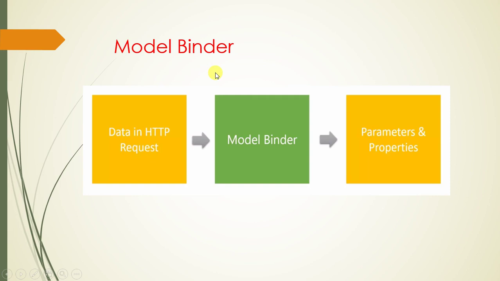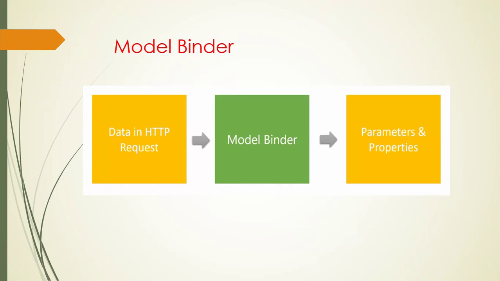In this video, we will discuss model binder in ASP.NET Core. Model binder maps the data in an HTTP request to controller action method parameters. Action parameters may be simple types such as integer, strings, or complex types like customer, employee, order, etc. Binding of incoming data and action parameters is possible because of this model binder.